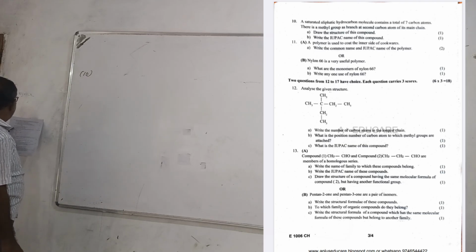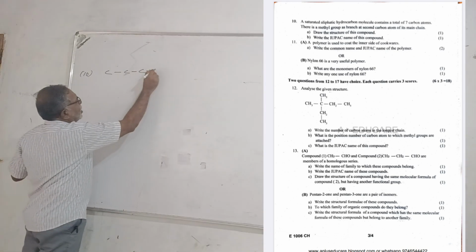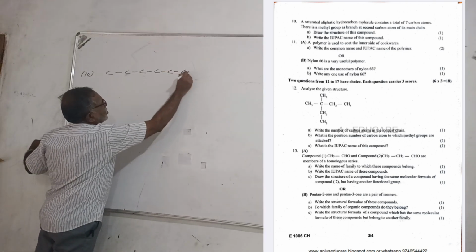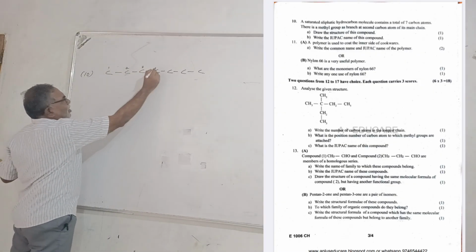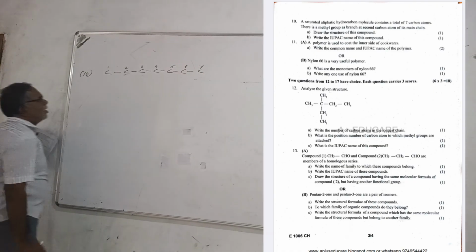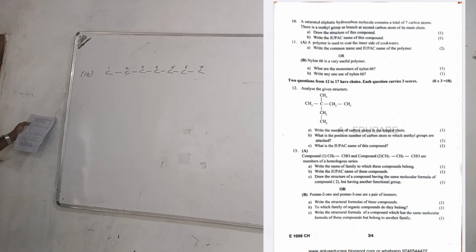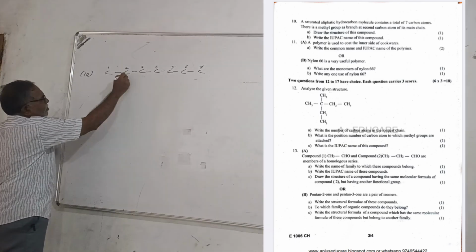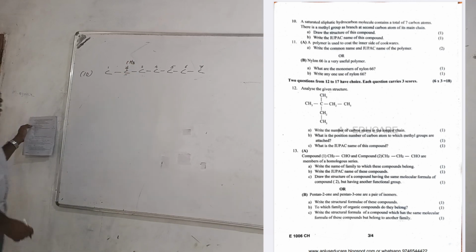A saturated aliphatic hydrocarbon molecule contains a total of 7 carbon atoms. So write 7 carbon atoms. So 1, 2, 3, 4, 5, 6, 7. Number it. Now the name of the compound is, total of 7 carbon. There is a methyl group as a branch at the second carbon atom. Second carbon atom, there is a methyl group. So you write methyl group, CH3. That much only.